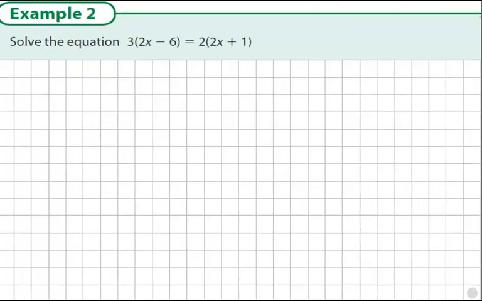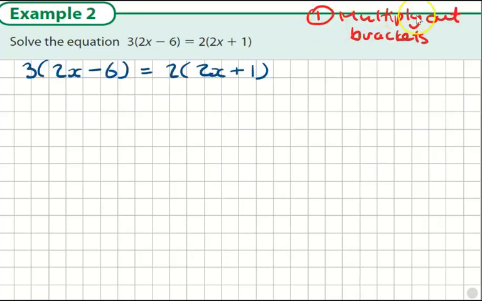Example 2. Solve the equation 3 times (2x minus 6) is equal to 2 times (2x plus 1). Step 1, we're going to multiply out the brackets.